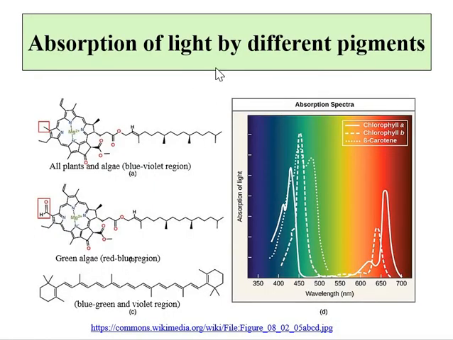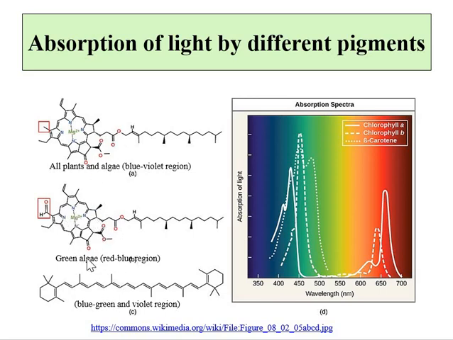So this chlorophyll A is present in all plants and algae. This chlorophyll B is present in the green algae. And this carotene is present in almost all the plants. Especially, chlorophyll B is present in the green algae, and a small amount is also present in the higher plants.